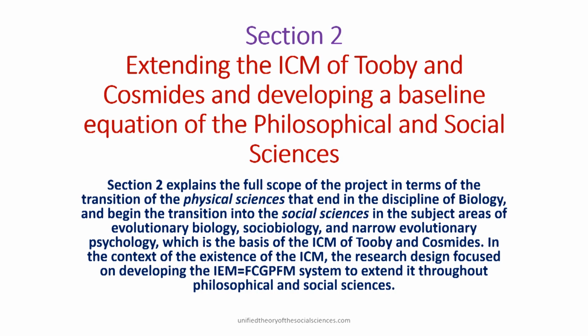Okay, section 2. Extending the ICM of Tooby and Cosmides and developing a baseline equation for the philosophical and social sciences. Section 2 explains the full scope of the project in terms of the transition of the physical sciences that end in the discipline of biology and begin to transition to the social sciences in the subject areas of evolutionary biology, sociobiology, and neuroevolutionary psychology, which is the basis of the ICM of Tooby and Cosmides. In context of the ICM, the research design focused on developing the integrated explanatory model equals the four-category geopolitical form model system to extend it throughout the philosophical and social sciences.